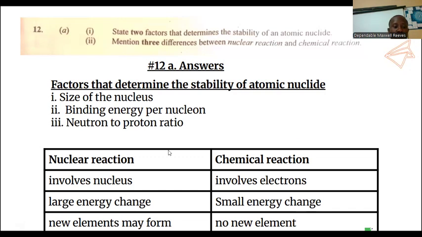And we're also asked to mention three differences between nuclear reaction and chemical reaction. So these are the three differences. Nuclear reaction involves the nucleus, and chemical reactions involve electrons. In nuclear reaction, a large energy change occurs, while in chemical reaction, a small energy change occurs. In nuclear reaction, usually new elements can be formed, while in chemical reaction, no new elements can be formed. All right. So let us move to the next question.